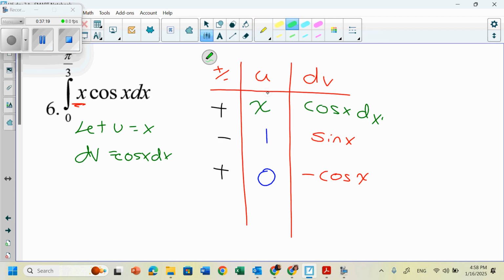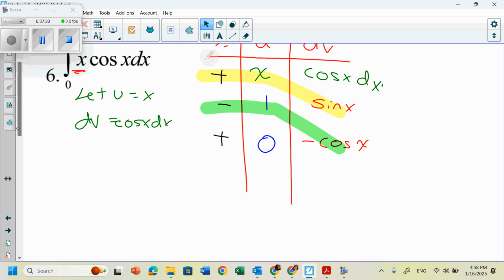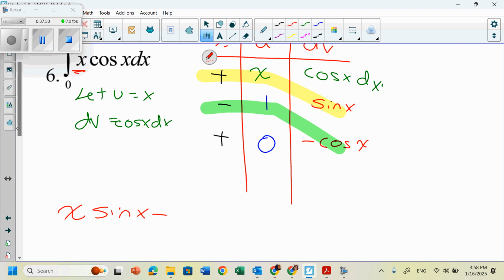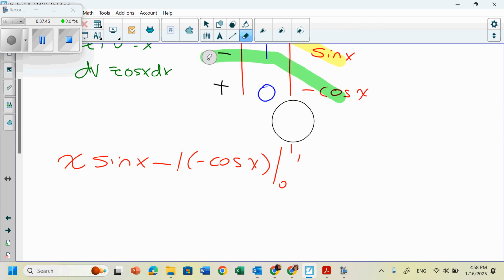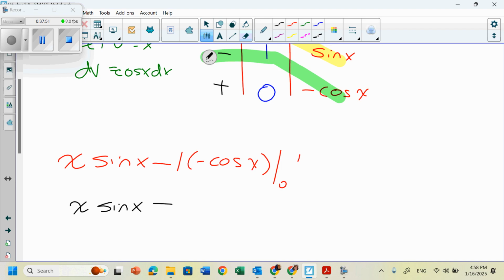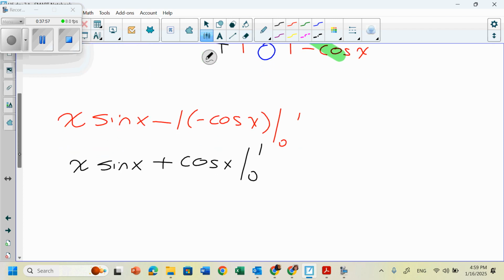So here we go. I've got x sine x minus, well, minus 1 times negative cosine x. I'm going to evaluate this from 0 to pi over 3. I'm going to simplify this a little bit. X sine x, you could have skipped the red and gone straight to the black. I would have been fine with that. I just put it there so you can see everything. Now that's really easy to solve. Sine of 1, no, sorry, it's not 1. It's pi over 3. Sorry, my fault.